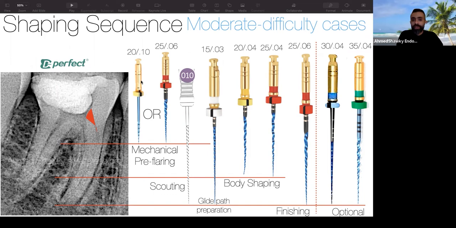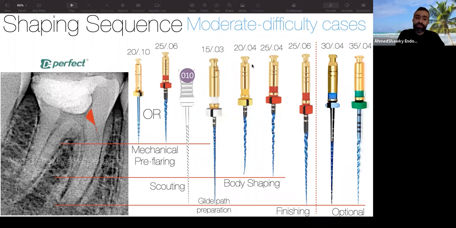So I used the starter, or see here, I can use the 25-06. So I used the starter or the apical part of the 25-06 to mechanically pre-flare, to remove this red triangle. And then I go down with scouting and patency, and then with a glide path, full length, not like the other. And then I start shaping.